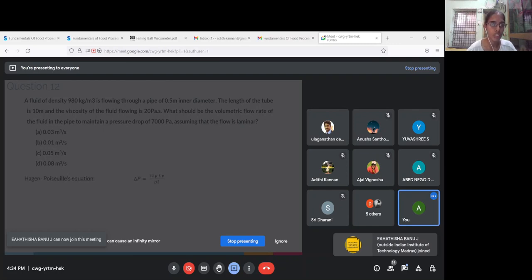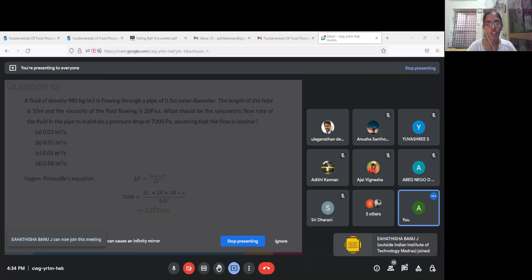So have you heard of the Hagen-Poiseuille equation? It is for fluid flow in a pipe for laminar flow behavior. In the Hagen-Poiseuille equation, delta P, which is the pressure drop across the tube, is equal to 32 mu L V by d square, where mu is the viscosity, L is the length of the tube, V is the velocity at which the fluid is flowing, and d square is the diameter of the pipe squared. If you plug in the values, we will have 7000 pascals equal to 32 into 20 into 10, substituting all the values, by d square.